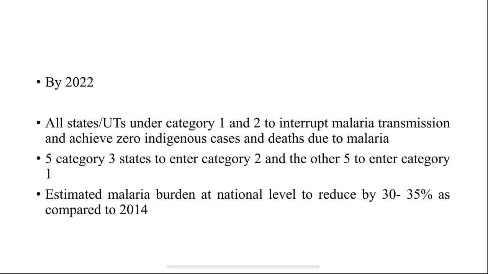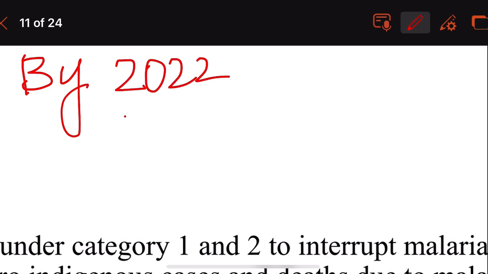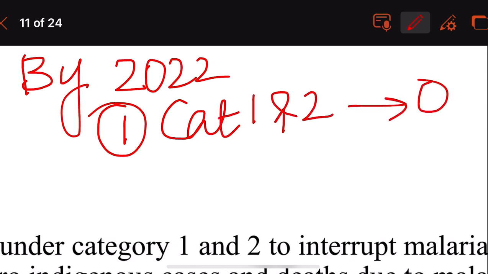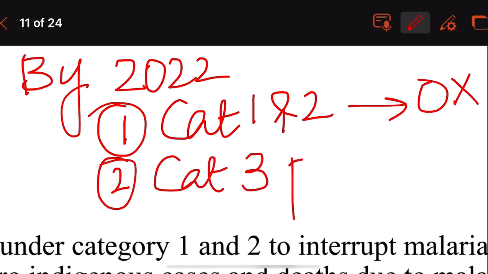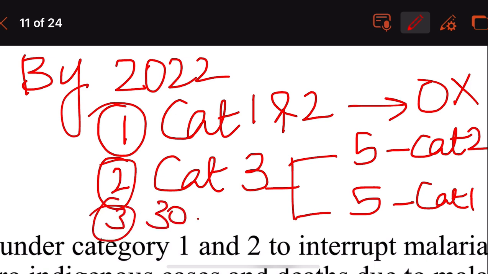So now let us revise this category by the year 2022. In the first place, all the states belonging to category 1 and 2 should have zero indigenous cases. They should interrupt the transmission of malaria. Second thing, category 3, which has a total of 10 states: 5 states should enter into category 2 and the remaining 5 states have to enter into category 1. Simple. Next, the malaria burden should come down by 30 to 35%.